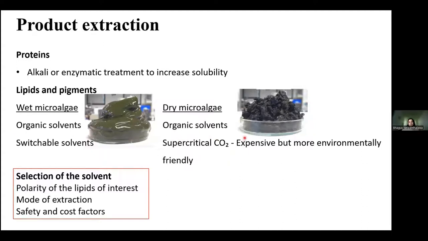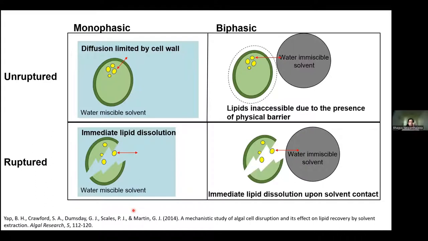But the most used method for extracting lipids and pigments from microalgae is using organic solvents. The selection of the solvent would depend on the polarity of the lipids of interest, because in microalgae, there are polar and non-polar lipids, and the mode of extraction and the safety and cost factors. Now, to put those things into perspective, let's look at this lipid extraction system. Here we consider a wet lipid extraction system, which means it's not dried. It is only concentrated and dewatered.